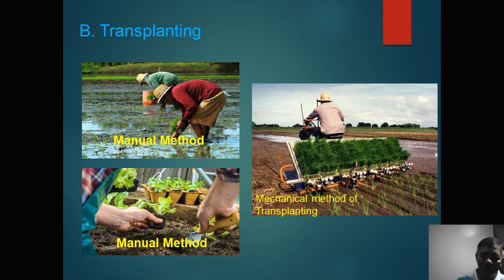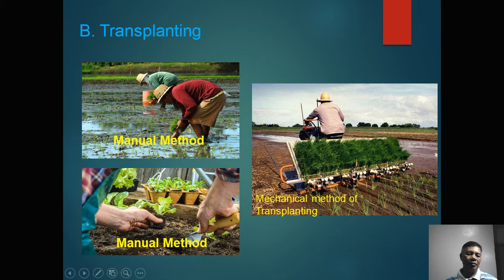The most common method of planting rice under lowland irrigated or rain-fed rice culture is the manual method, or sometimes, if it's commercial and large-scale farming, it will use the mechanical method of transplanting.